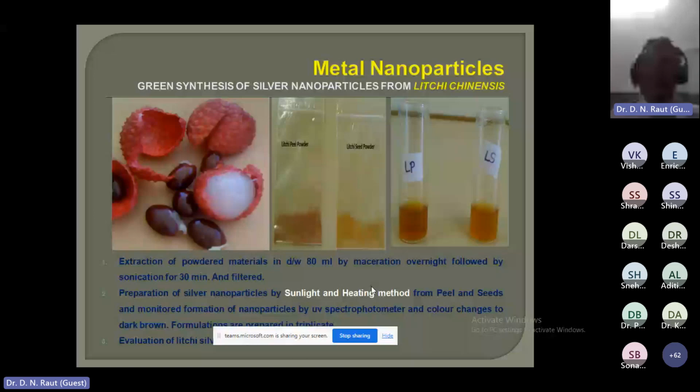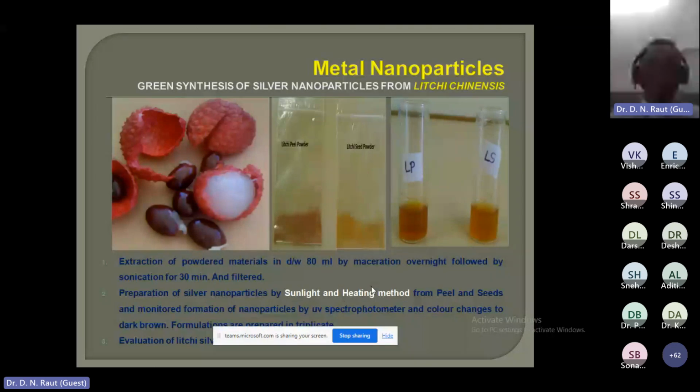Those plants that are edible, which we can eat or which could be food, if you use those, that could be safer than the externally added formulations. Okay, so here you see lychee peel as well as lychee seed extract we have used, and that was studied for its silver nanoparticle formation naturally with sunlight as well as heating.